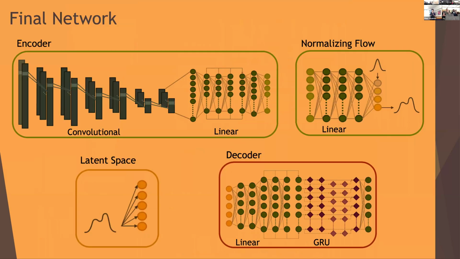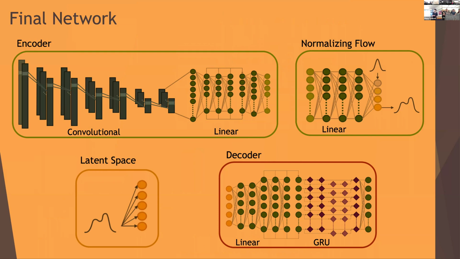And this is the more detailed version of the model. In our encoder, we have a bunch of convolutional layers and some linear layers. Our normalizing flow is made of 3 linear layers, and that produces our distribution. We sample from our distribution in our latent space, and then our decoder consists of a bunch of linear layers and gated recurrent units.